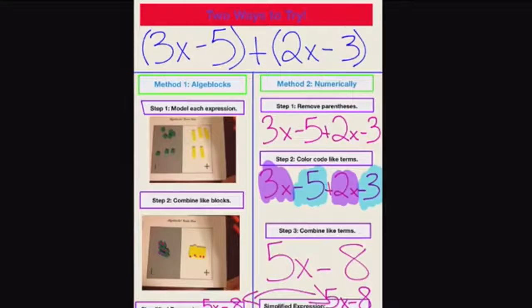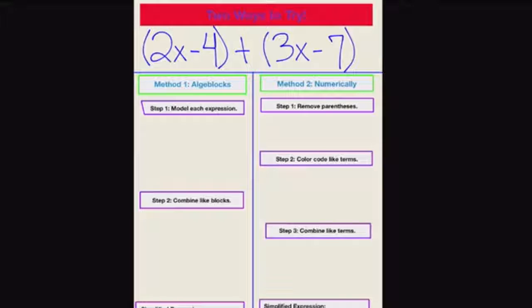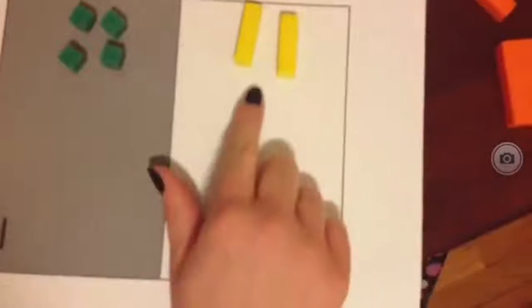Okay, let's try another one. This one we've got 2x minus 4 plus 3x minus 7. So again, let's start by modeling each expression with our algeblocks. So we're going to start by modeling 2x minus 4. So again, I'm going to model my 2x on the positive side here, and I'm going to take 4 away, so 4 on the negative side of my green cube. So again, I've got 2x minus 4 showing.